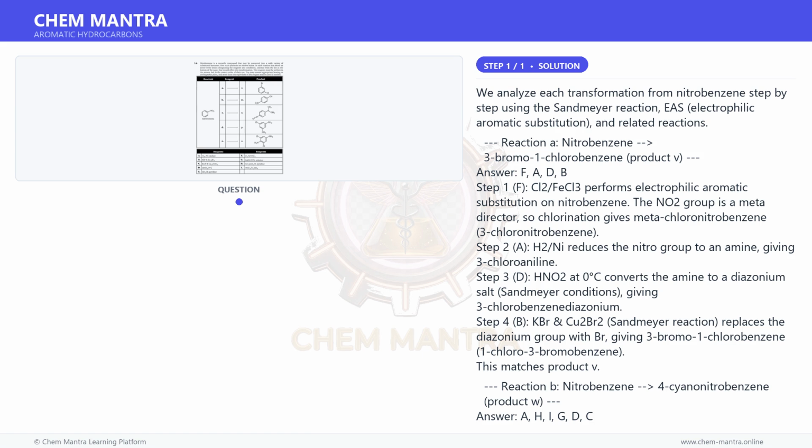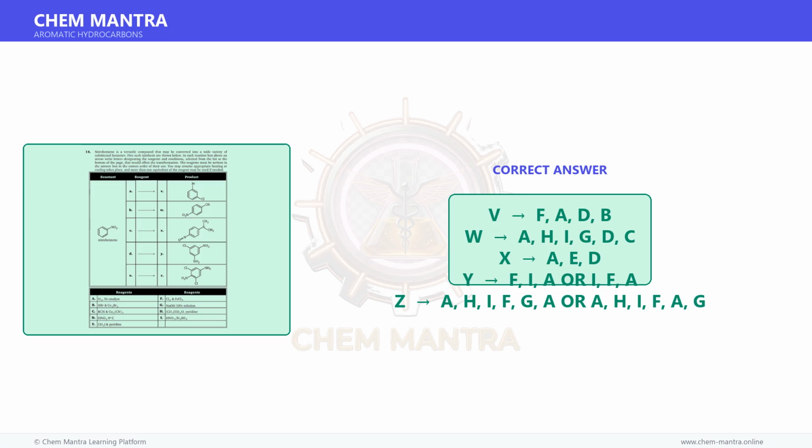Therefore, the correct answer is: V, F, A, D, B; W, A, H, I, G, D, C; X, A, E, D; Y, F, I, A or I, F, A; Z, A, H, I, F, G, A or A, H, I, F, A, G. Therefore, the correct matching is: V matches F, A, D, B; W matches A, H, I, G, D, C; X matches A, E, D; Y matches F, I, A or I, F, A; Z matches A, H, I, F, G, A or A, H, I, F, A, G.